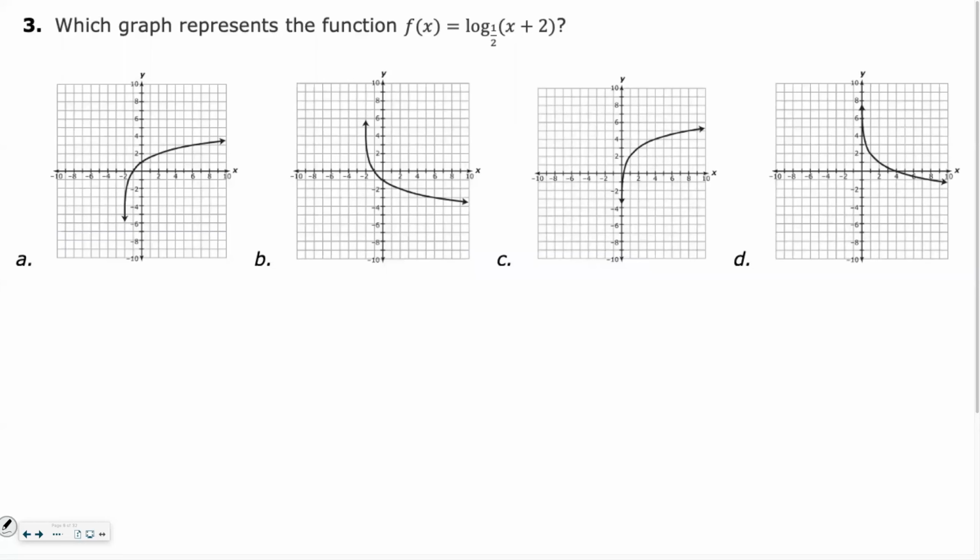All right, let's take a look at number 3 here. So number 3, it says which graph represents the function shown there. Show of hands. How many of you got this right the first time? You'll know. I gave you the grades. Just only got a couple in this class. You got it right the first time.